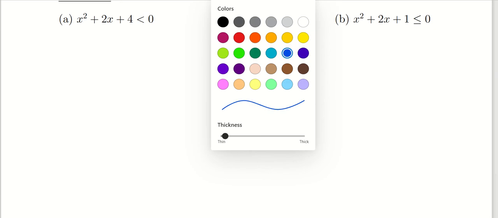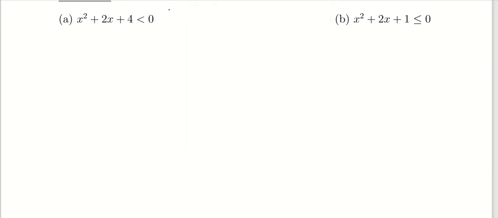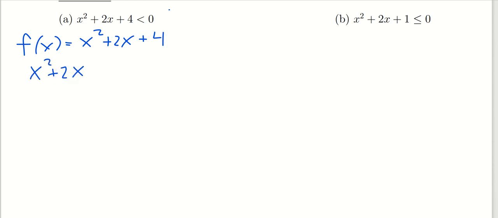If we look at example A, this inequality is already in standard form. We have one side is 0. So we're going to let f of x equal the polynomial part. It's x squared plus 2x plus 4. If we try to find the boundary point on this one, we would set it equal to 0. And you can try for a couple minutes, but this thing is not going to factor.